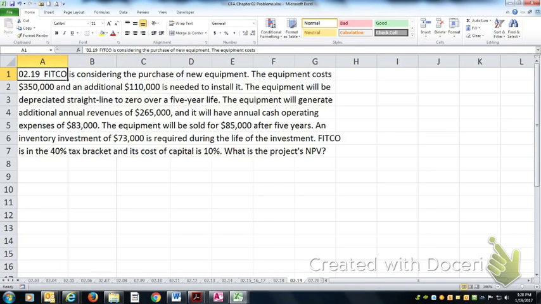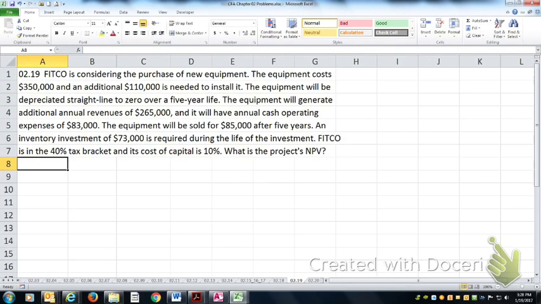This is problem 19 from Chapter 2 of the CFA Institute textbook, Corporate Finance, A Practical Approach, 2nd edition. This is walking you through an entire capital budgeting problem, a project analysis.